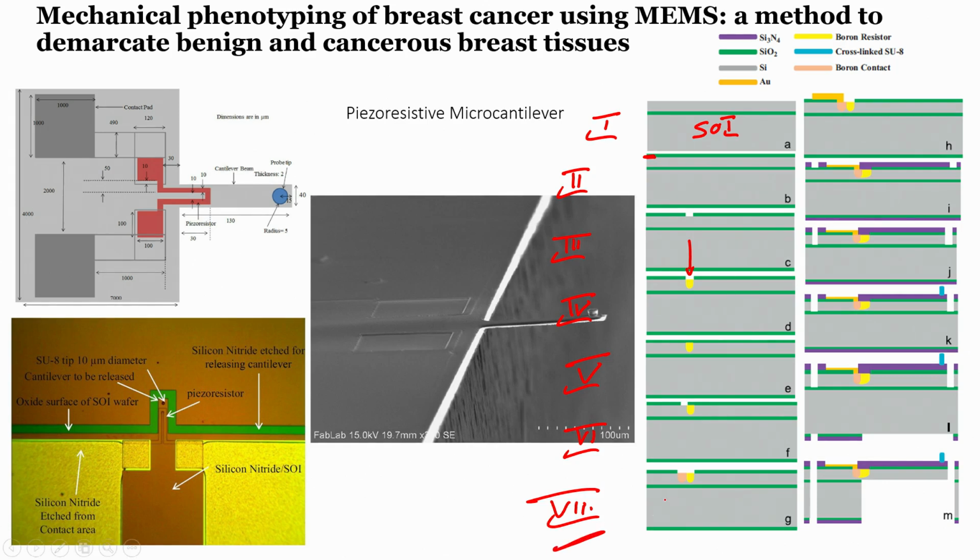The reason of diffusing boron contact along with boron resistor is that boron contact will give an ohmic contact when you deposit chrome gold. If you directly take contact from boron resistors, you are not guaranteed to have the ohmic contact. After this particular step, the next step is you deposit chrome gold everywhere.